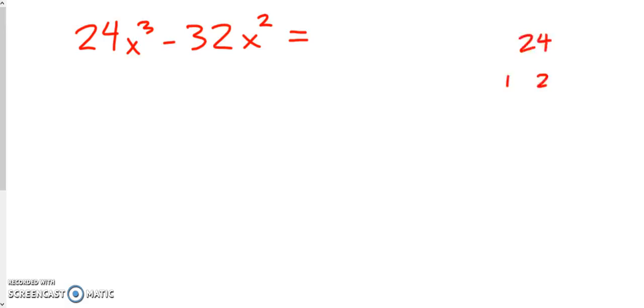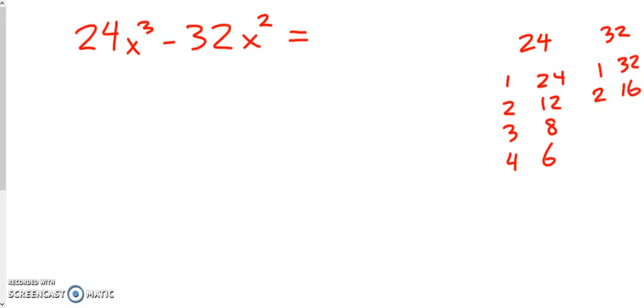24 is 1 and 24, 2 and 12, 3 and 8, 4 and 6, right? 32, you could make 32 1 times 32, 2 times 16. 3 doesn't go into 32. 4 times 8, and that's it. And then notice that the biggest number that they have in common is 8. So therefore, 8 is a common factor.